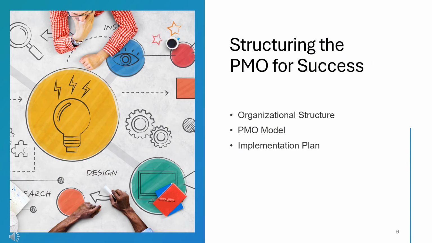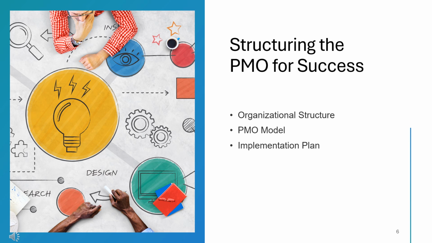Structuring the PMO for success involves designing an organizational structure that supports its objectives and facilitates effective project management. This includes selecting the appropriate PMO model, supportive, controlling, or directive, based on the organization's needs and maturity level. The supportive PMO provides guidance and resources, the controlling PMO enforces project management standards, and the directive PMO takes control of projects directly.